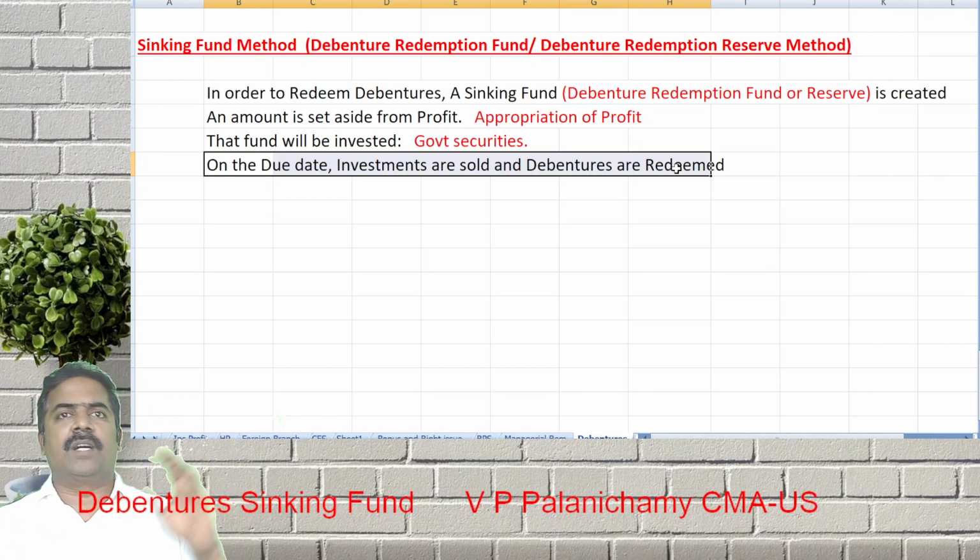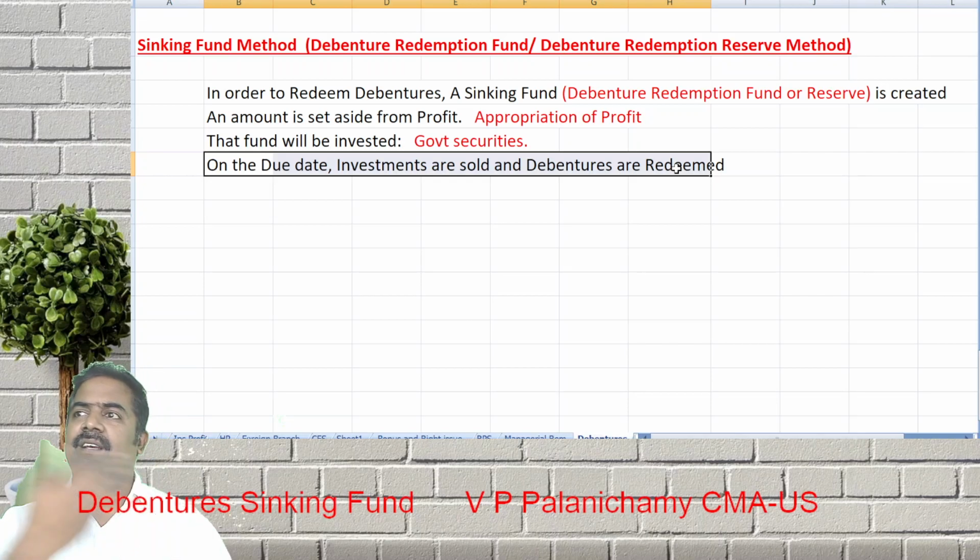For example, say I have to redeem 100 crores. Every year I will set aside 15 crore from profit, 15, 15, 15. But 15 into 5 is only 75 crores, and how much do you require? 100 crores. And the money invested earns interest, which will also be reinvested.